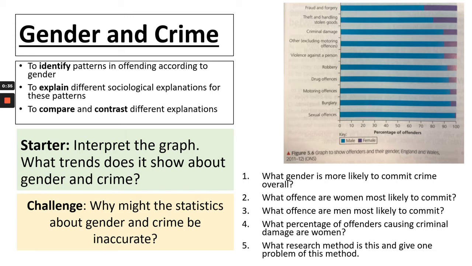You can see, for example, the first one, what gender is more likely to commit crime overall? You can see that most of it is blue, so therefore most of the offences are committed by men. So have a go at answering those, and that should give you the patterns of offending according to gender.